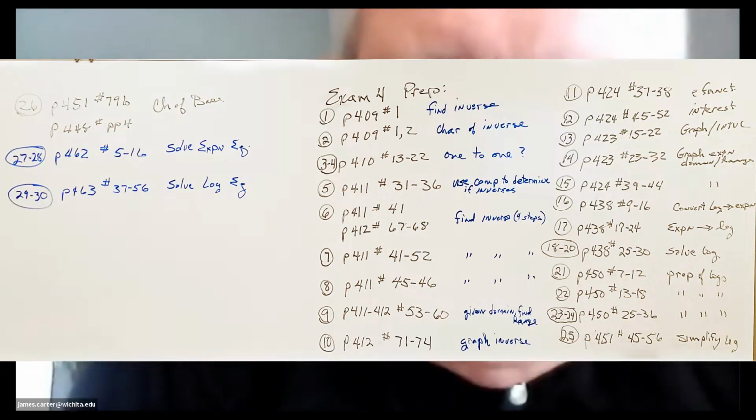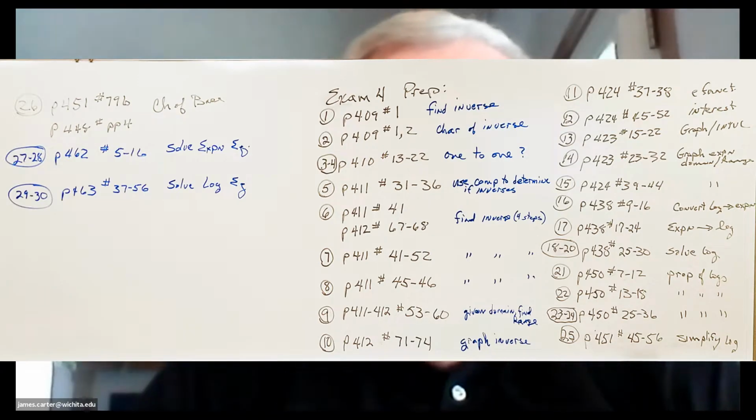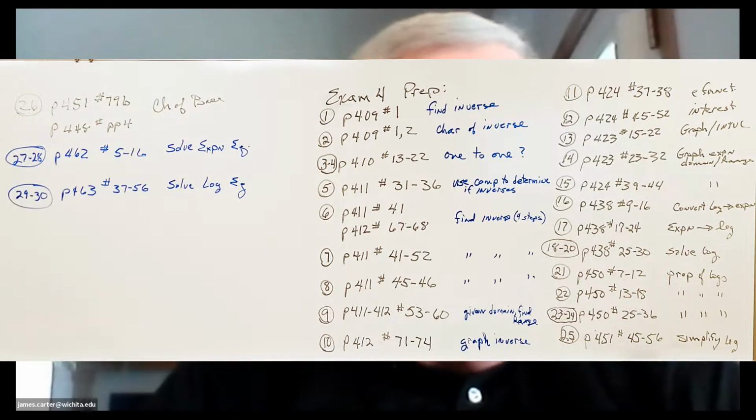Okay, on the test, there are 30 questions. The problems. Number one, I give you a set of ordered pairs. Then I ask you to write a set of ordered pairs that are the inverse. The citation for this is section 4.1.0, page 409, problem number 1. Problem number 2.